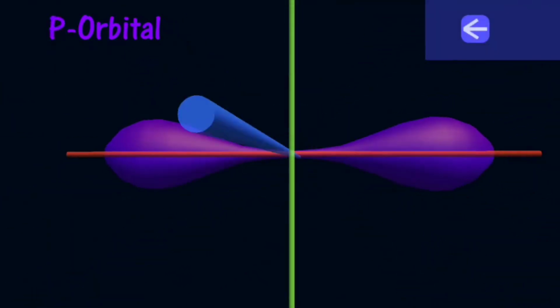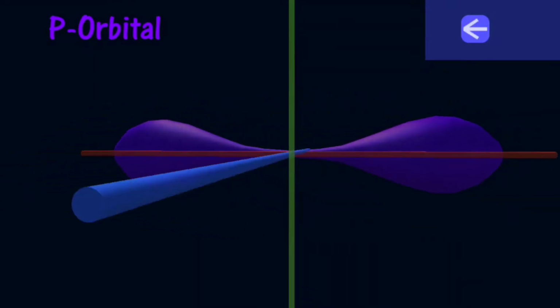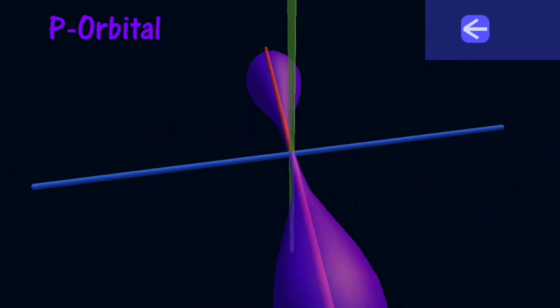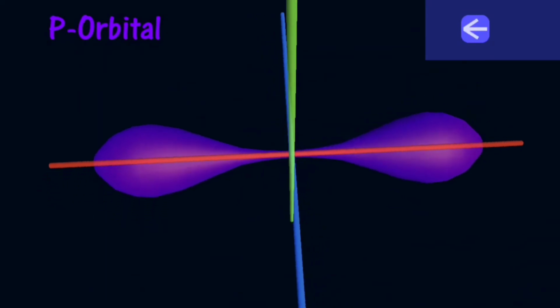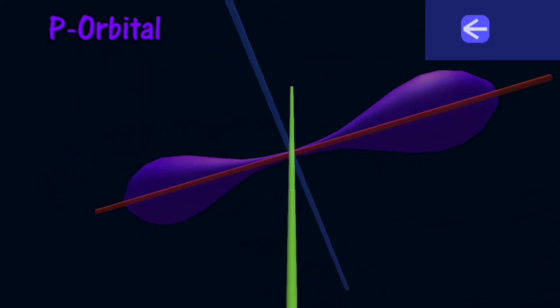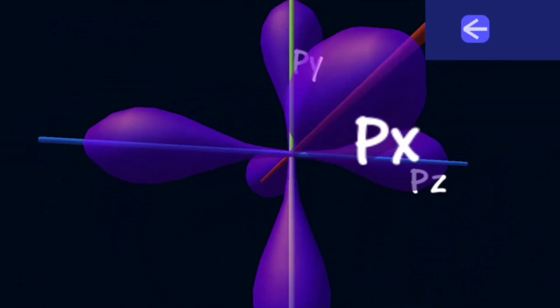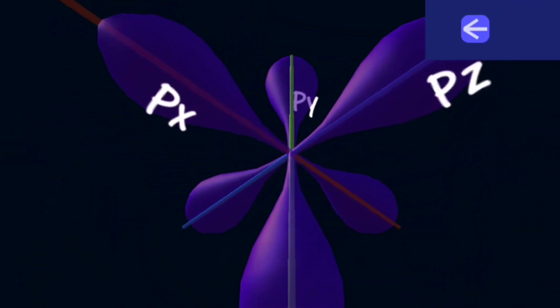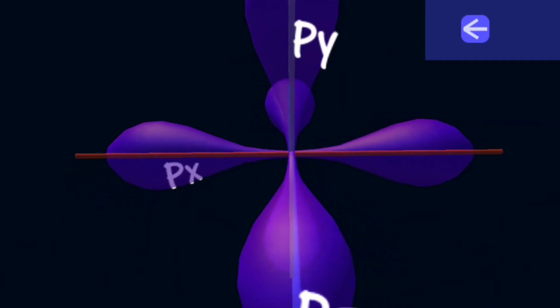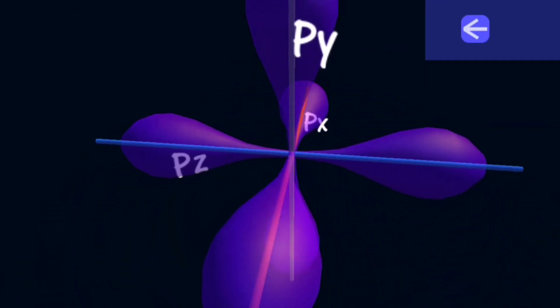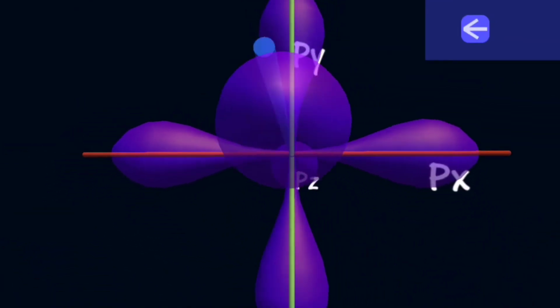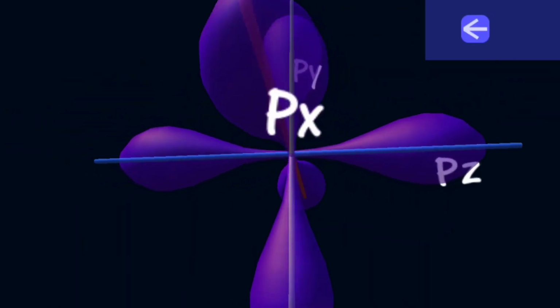A p orbital has the approximate shape of a pair of lobes on opposite sides of the nucleus, or a somewhat dumbbell shape. An electron in a p orbital has equal probability of being in either half. The p subshell can hold a maximum of 6 electrons, as there are 3 orbitals within the subshell. The 3 p orbitals are at right angles to each other, they are px, py, and pz.